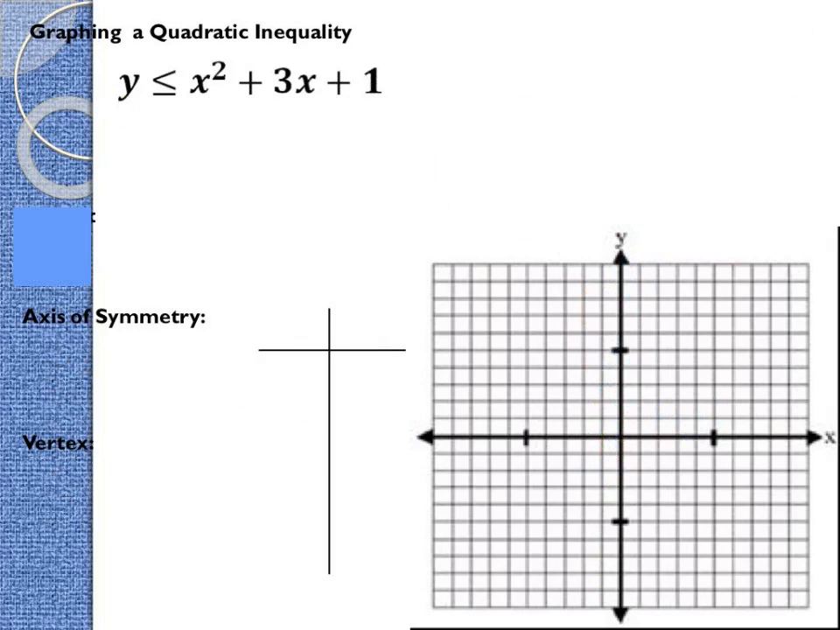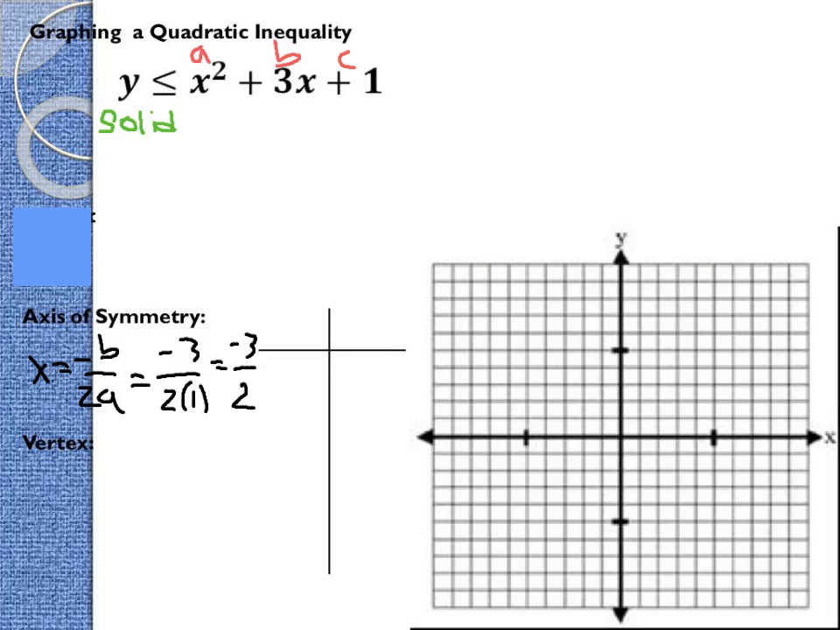Okay, so now let's look at a second example where y is less than or equal to x squared plus 3x plus 1. Notice that this is less than or equal, so this tells me that I am going to have a solid line. Let's note right away that my a, b, and c values are here, and we can use this to find our axis of symmetry. So using my equation, x is equal to negative b over 2a, I have negative 3 divided by 2 times 1. And this gives me negative 3 over 2.